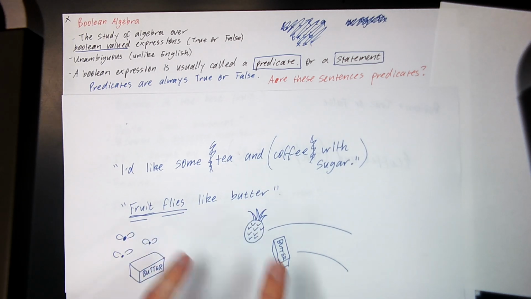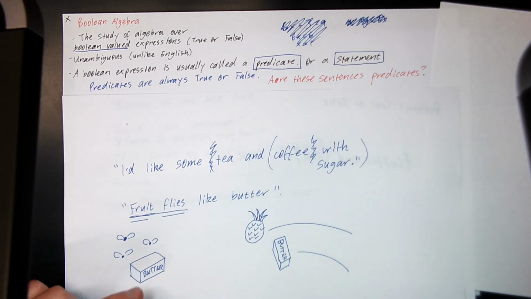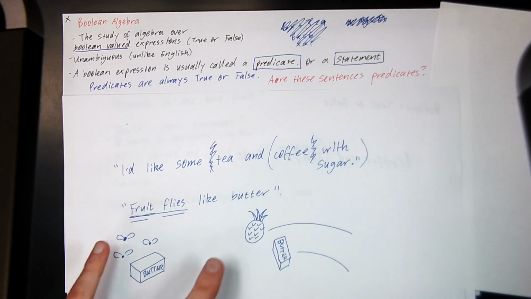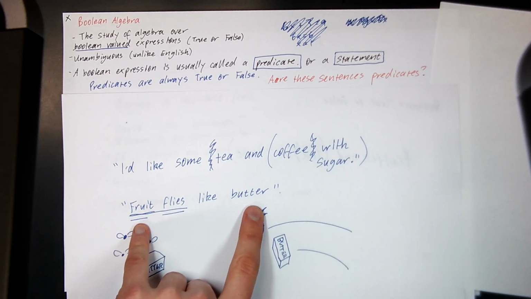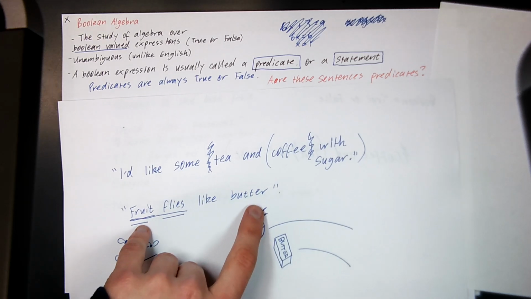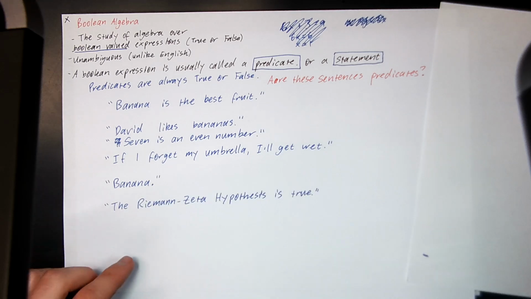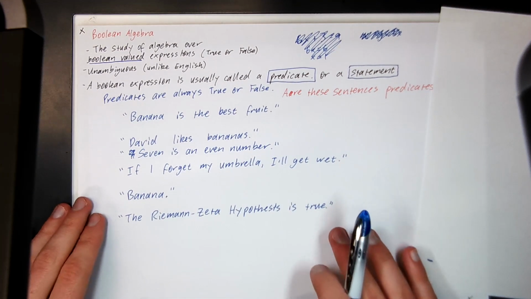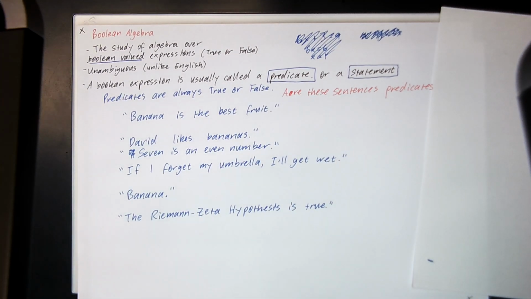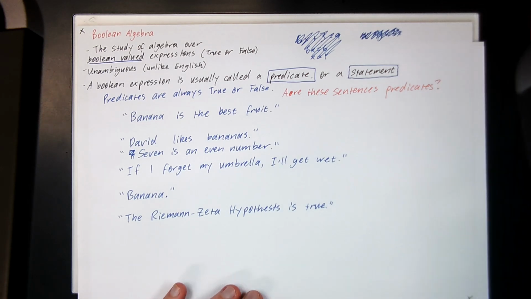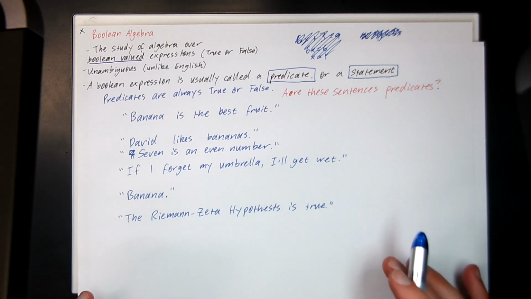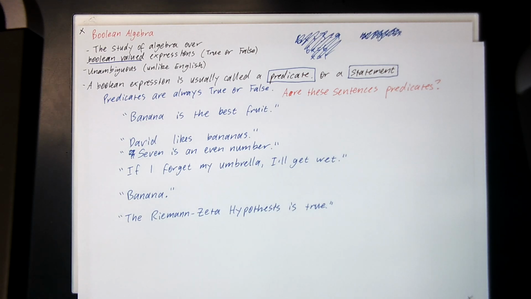And then fruit flies like butter. Well, again, this is either going to be true or false. Either the fruit flies like the butter or they don't. This statement here is either a truth or it's a lie, right? And so statements that are either true or false, we call them predicates. So here I've got some example predicates. I'd like you to just pause the video for a moment and then go through and sort of mentally check off which one of these sentences are a predicate, that is, they evaluate to true or false, and which ones are not.